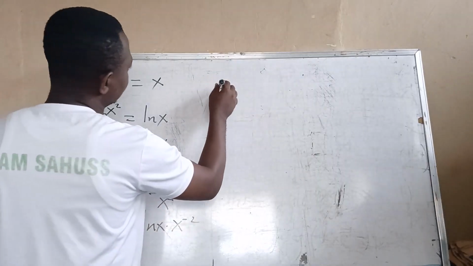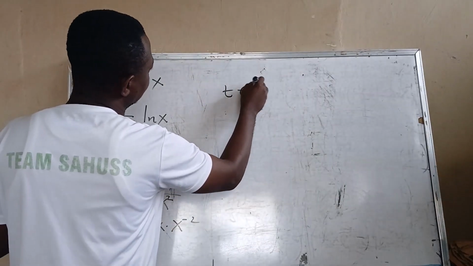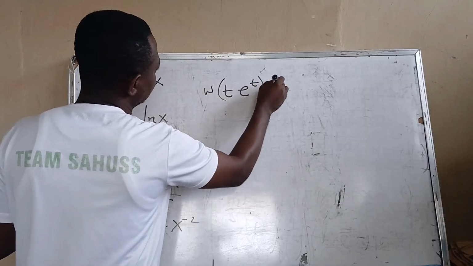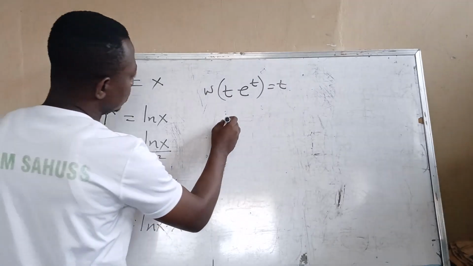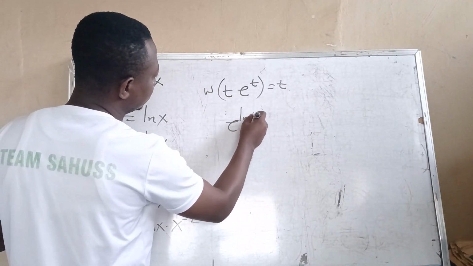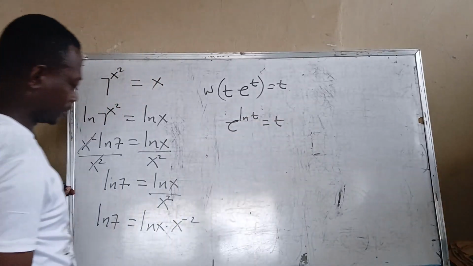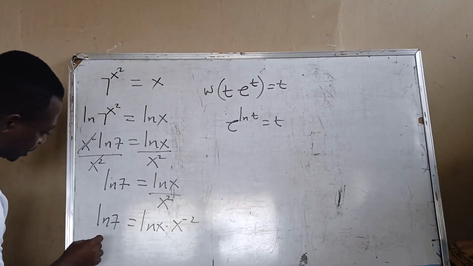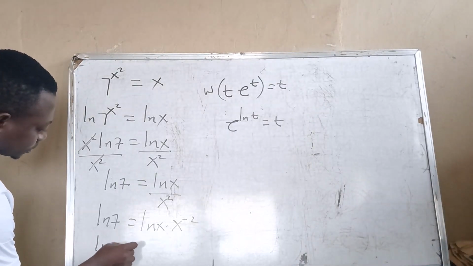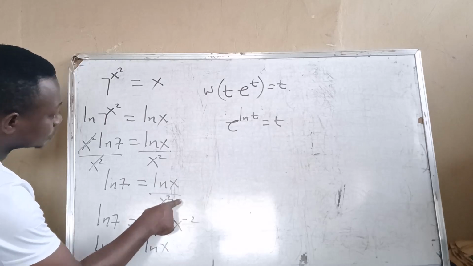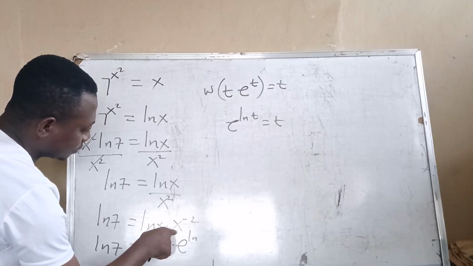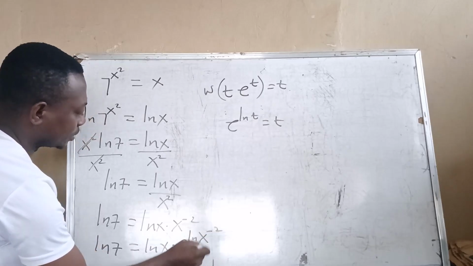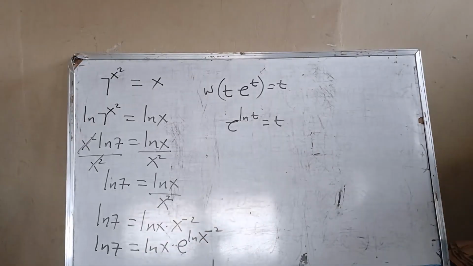So when we have t times e to the power t and we take the W function, the answer is t. So we want to introduce e here. And also e raised to ln of t, the answer is t. Okay, so I'll write this one as ln of 7 equals ln of x. So I want to introduce this one here, times e raised to ln, so this one will come: x to the power minus 2.